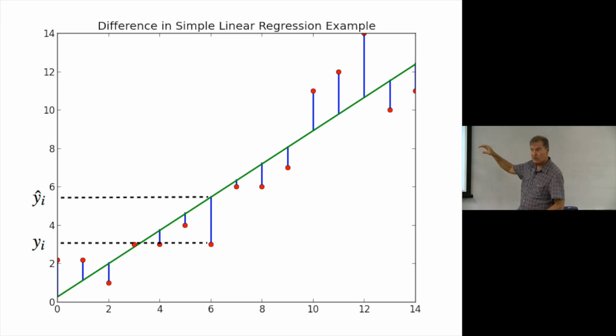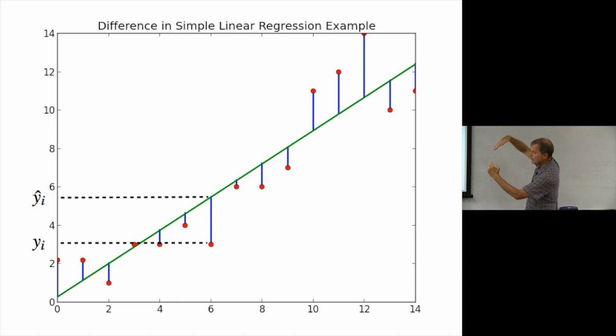Are you with me? And you square them, so the positives and negatives don't cancel out, because if you square a negative number, it's positive. All right? And also, do you see that what the program is able to do is adjust?